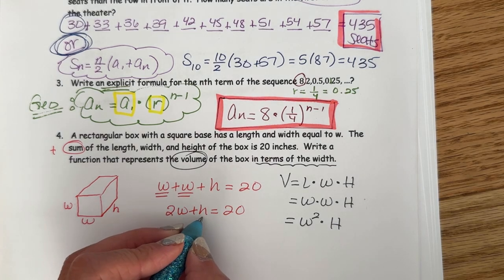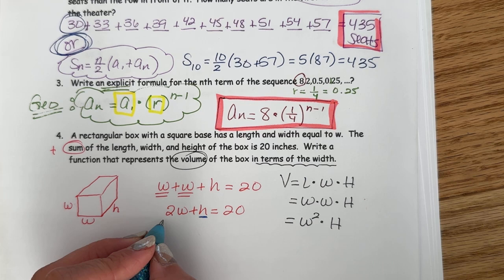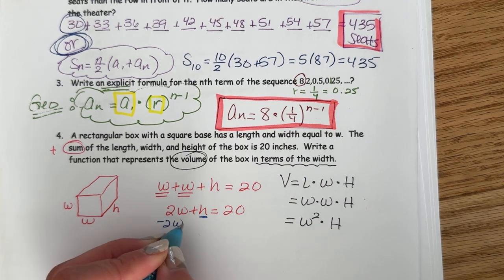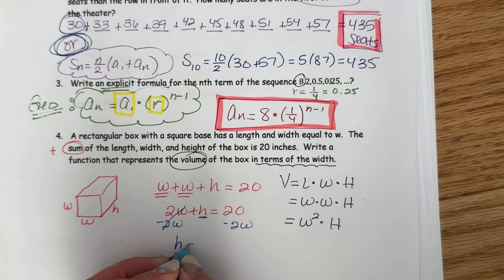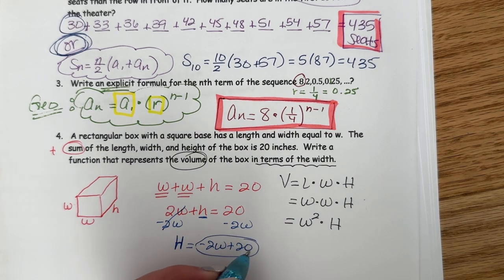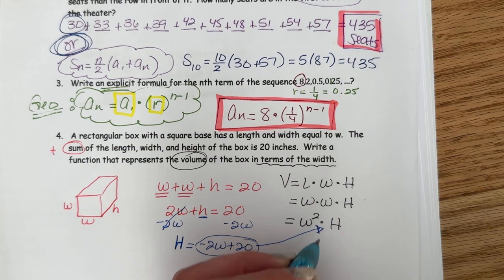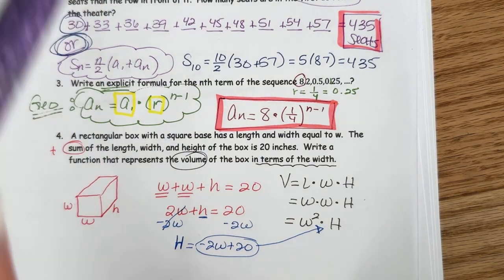So what I need to do is go back to this one and isolate this H. So I'm gonna take away the 2W from both sides so that H is isolated. And now I have negative 2W plus 20. And now let me switch this back to capital. Now I have something to replace this H with. So I'm going to do that next.